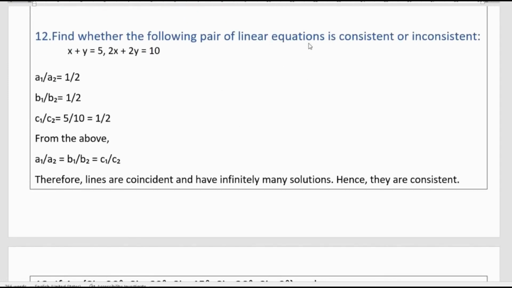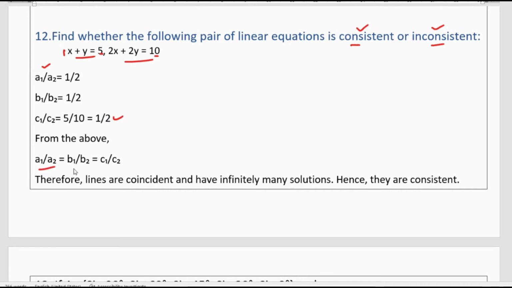Find whether the following pair of linear equations is consistent or inconsistent. To prove it is consistent or inconsistent, we have to compare the ratios of the coefficients of these two equations, students. So a1 by a2 is nothing but, if there is no coefficient, we have to assume it as 1. So a1 by a2 is 1 by 2, b1 by b2 is also 1 by 2, c1 by c2 is 5 by 10, which is also 1 by 2.